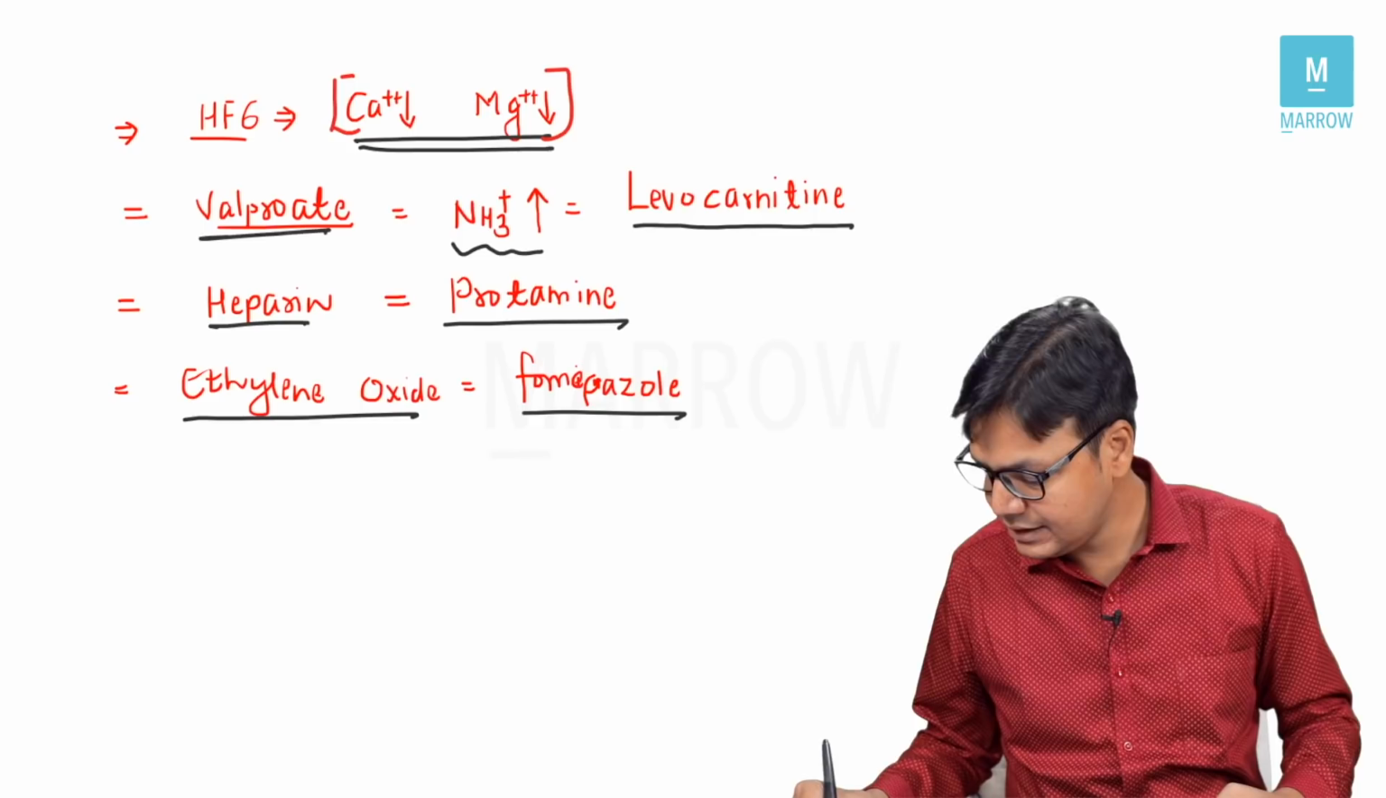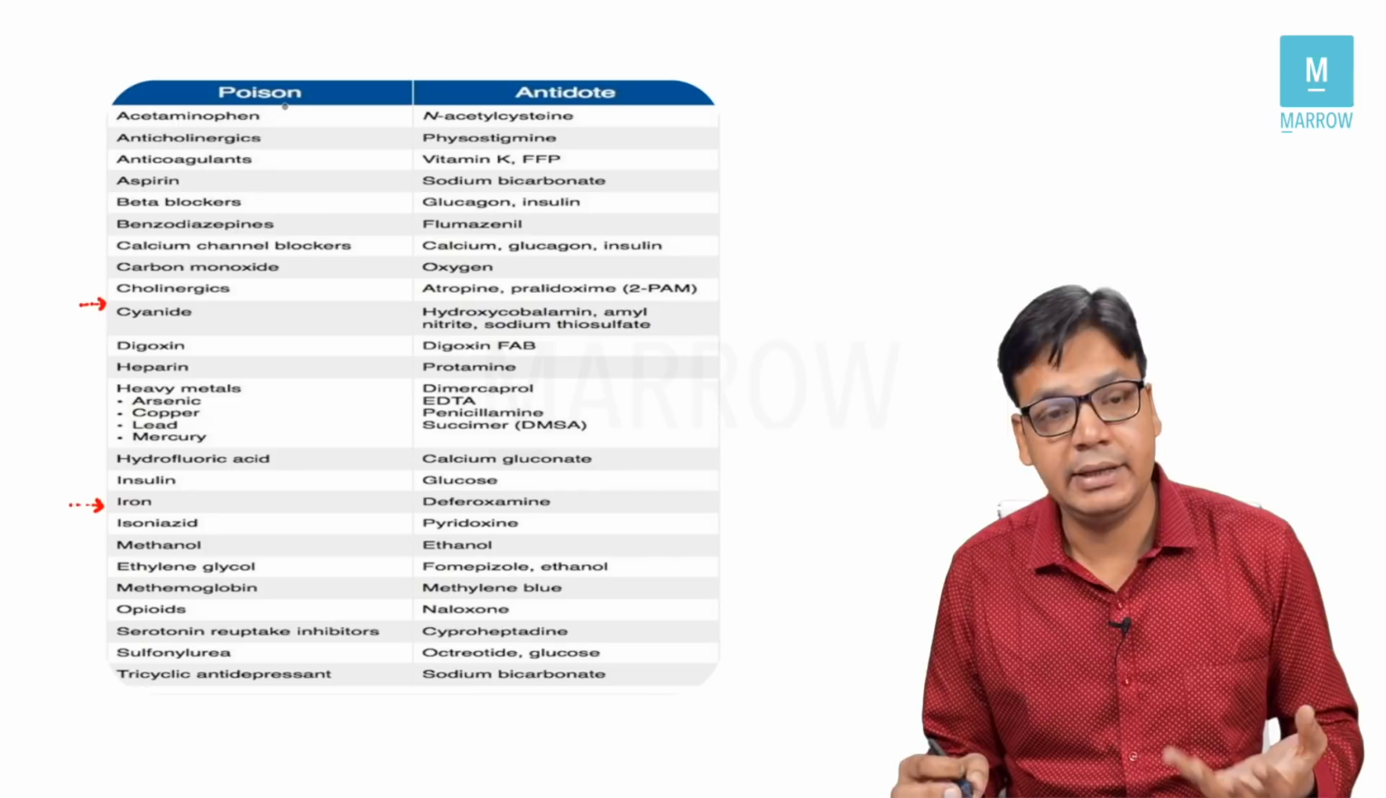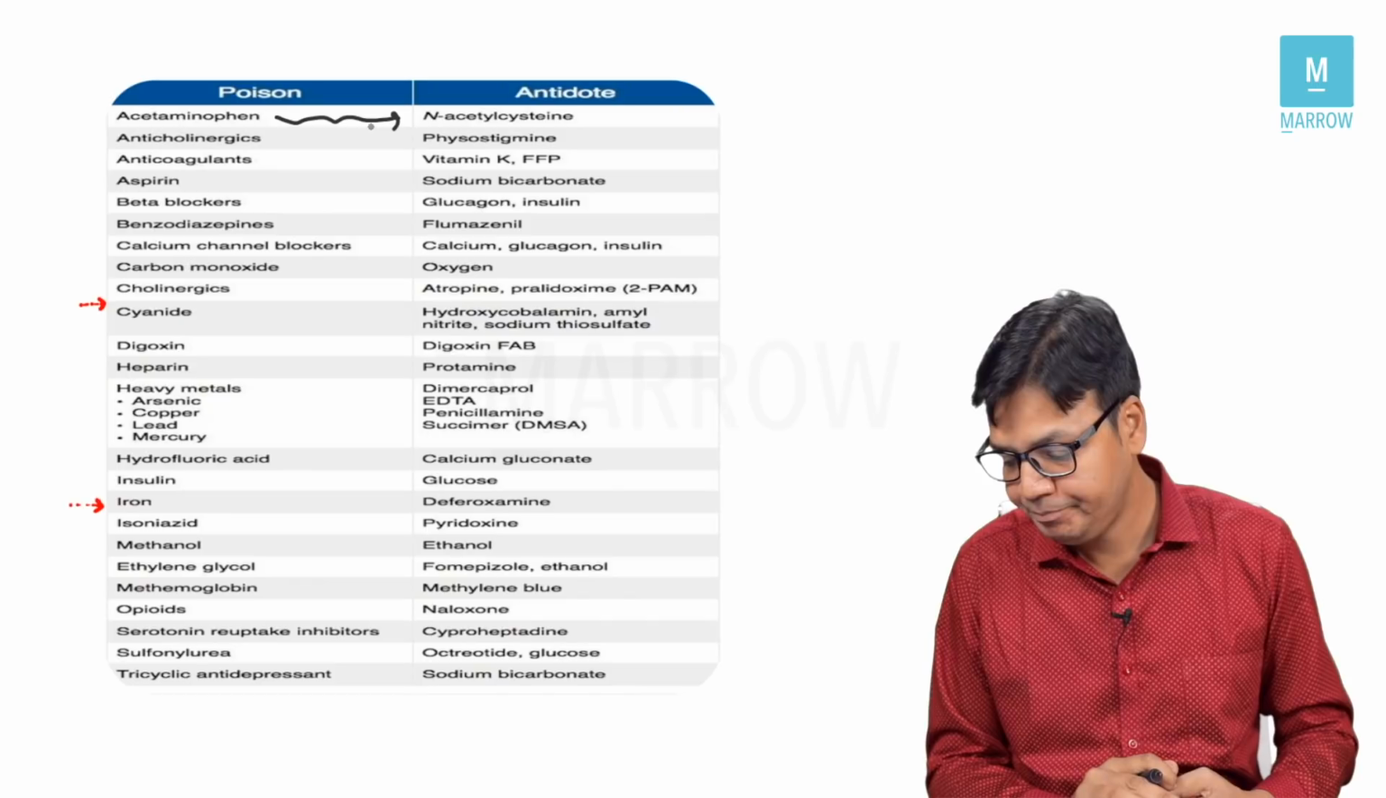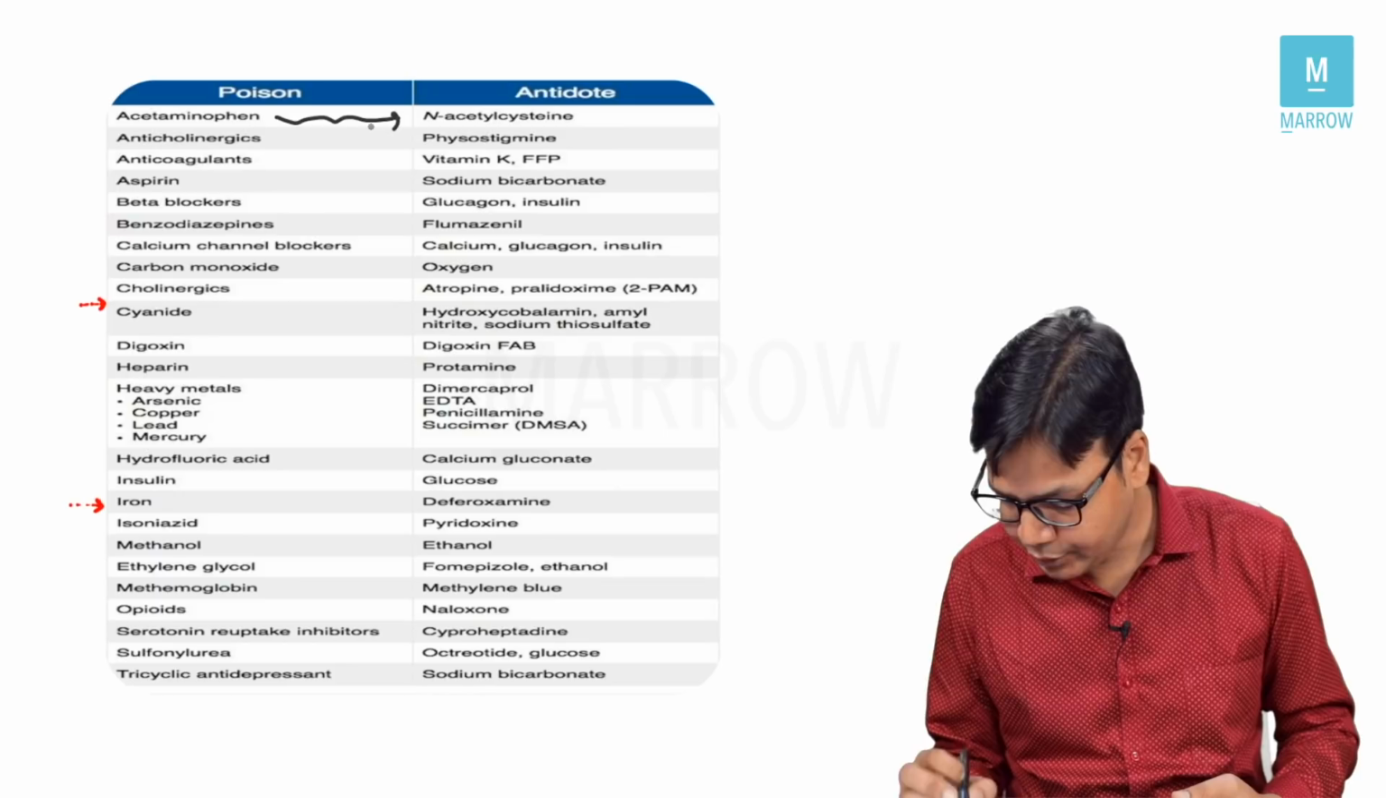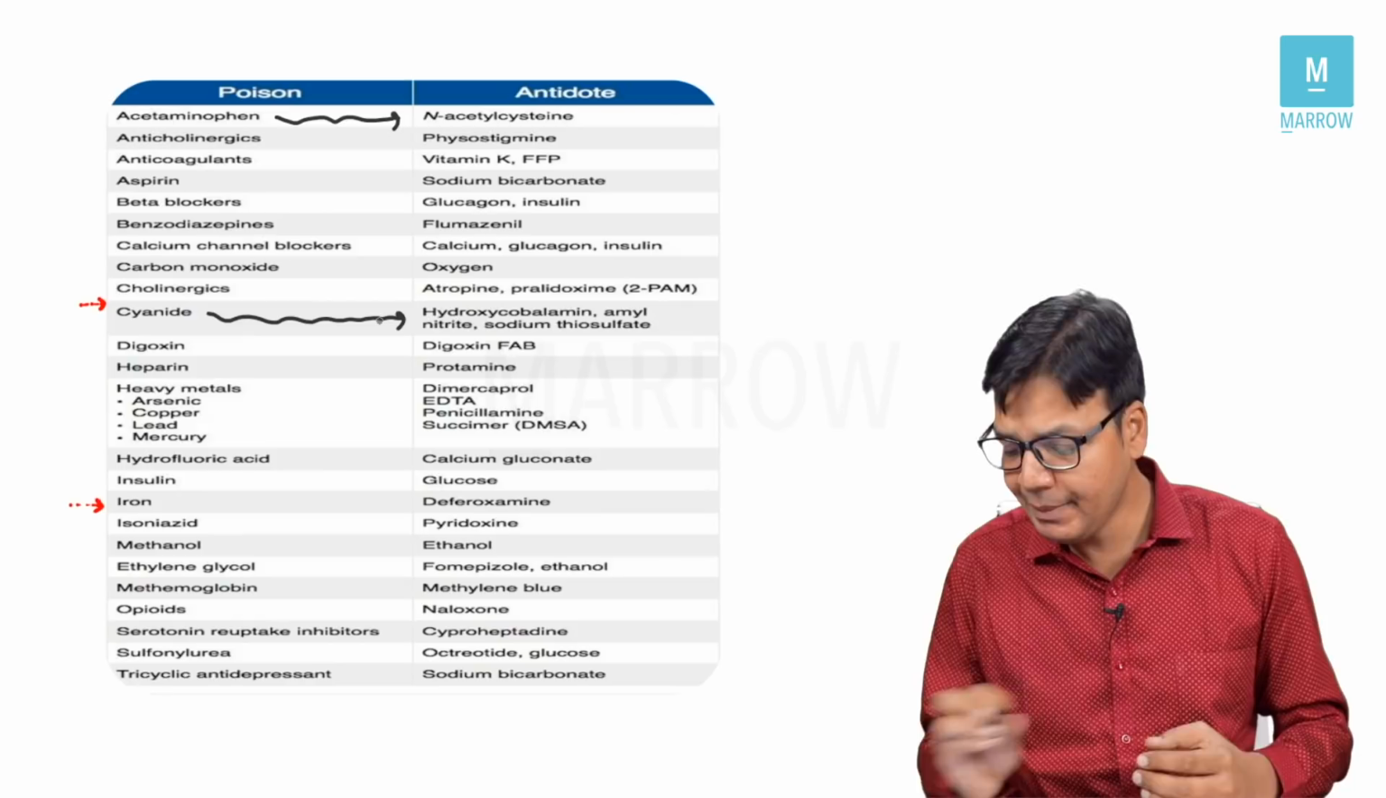Now you can see this is a chart for different antidotes. That's a very important one. You can see for acetaminophen, we use N-acetylcysteine, another very, very important one. For aspirin, we use sodium bicarbonate. Beta blocker. So this is very important. For cyanide, yes, we use hydroxycobalamin and amyl nitrate. Hydroxycobalamin and amyl nitrate for cyanide.